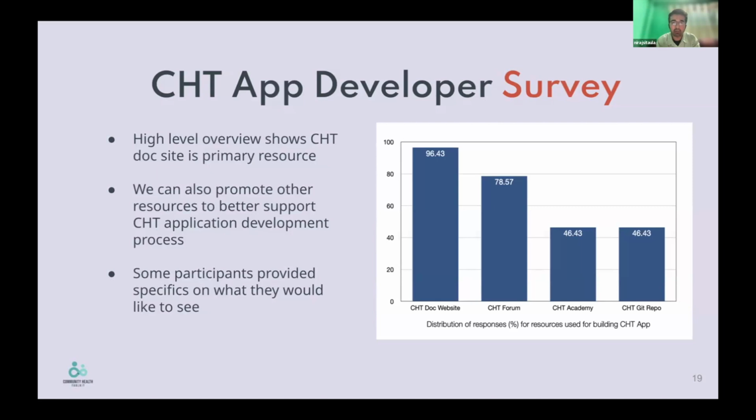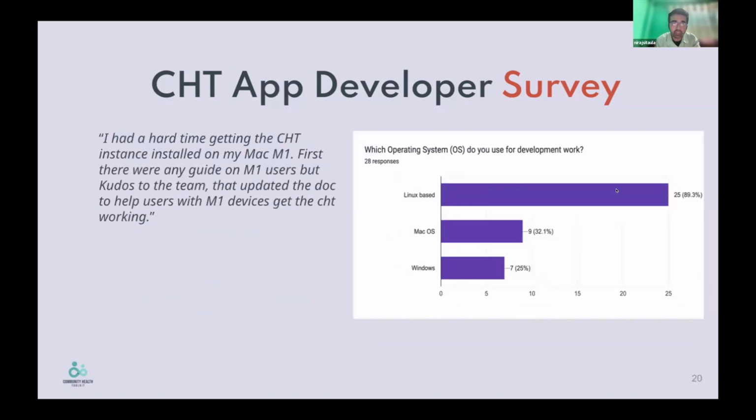Some of the participants were more detailed. They provided specifics on what they would like to see improved in the future on the CHT resources. Just to start with a good one, one of the developers said, I had a hard time getting the CHT instance installed on my Mac. At first there weren't any guides for M1 users, but kudos to the team that updated the docs to help users with M1 devices get the CHT working. So earlier we had some issues with it.